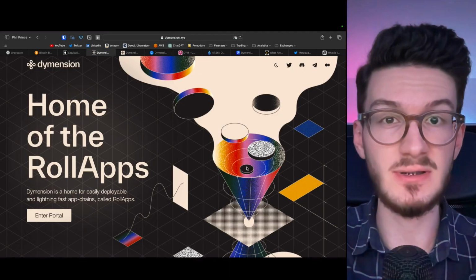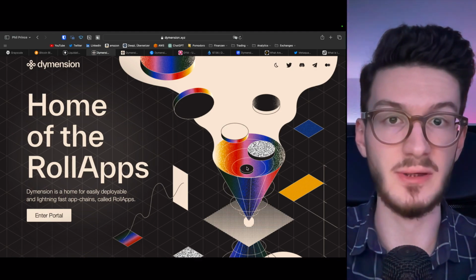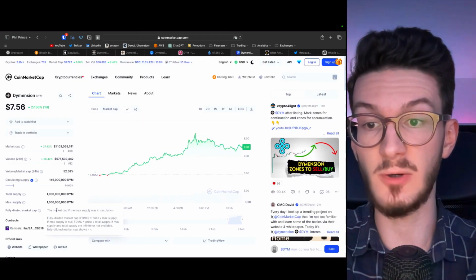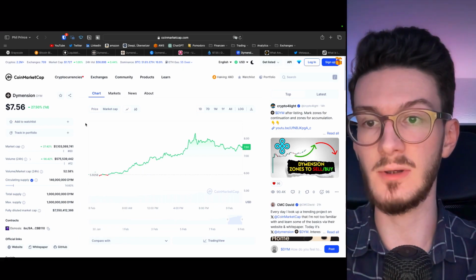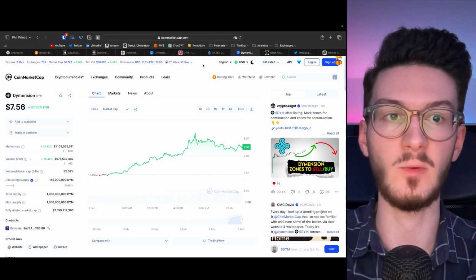So now that you understand the vision as well as the utility of Dymension, let's head to tokenomics. As initially mentioned, the fully diluted market cap of 7.5 billion compared to the circulating market cap of 1.1 billion indicates that there will be token unlocks.